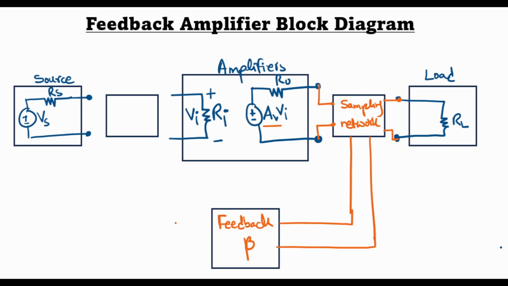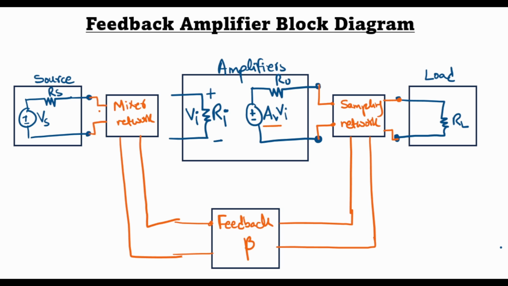And the output of this feedback network is given to a mixer network. The mixer network, as implied by its name, essentially mixes the sampled output signal with the input in order to give a new output signal at the input of the amplifier.